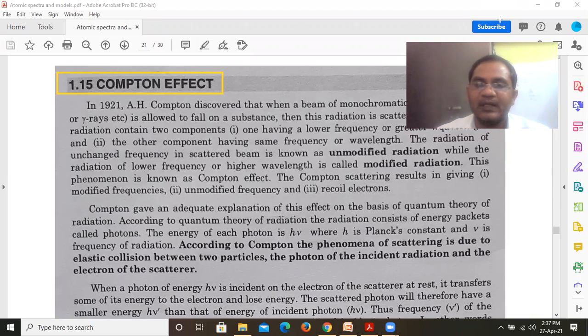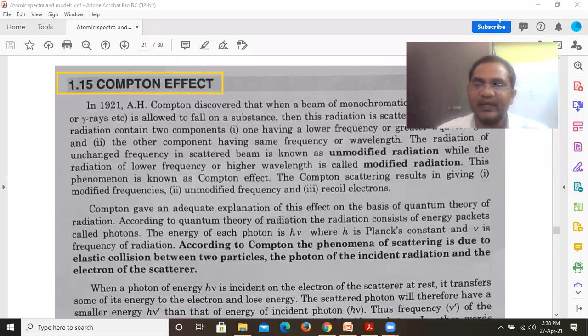So the phenomenon of scattering of an X-ray photon while it is passing through a material like graphite, the change of frequency, the decrease in frequency or increase in wavelength, is called the Compton effect. The decrease in frequency or increase in wavelength of an X-ray photon when it is passed through a material like graphite is called the Compton effect.